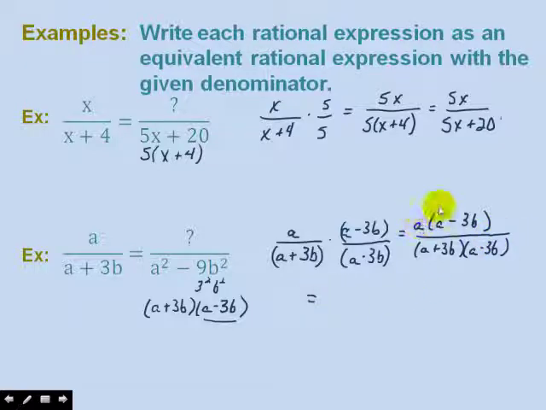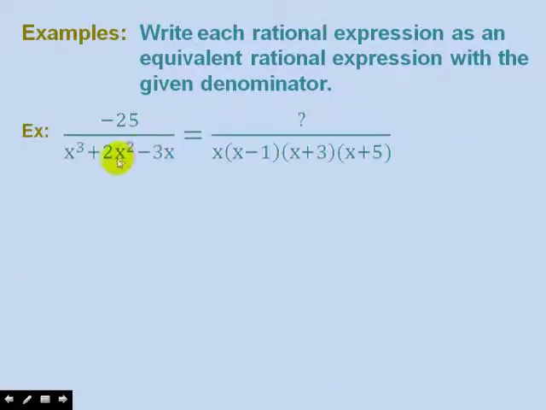And let's go ahead and distribute the a in the numerator, so that gives us a squared minus 3ab. And in the denominator, a plus 3b times a minus 3b should give us the original denominator we started with here that we factored. It would be a good thing to go ahead and multiply this out and check. That would be a good way to check our factoring. If we do that, we're going to end up with a squared minus 9b squared, which was the denominator that we wanted.